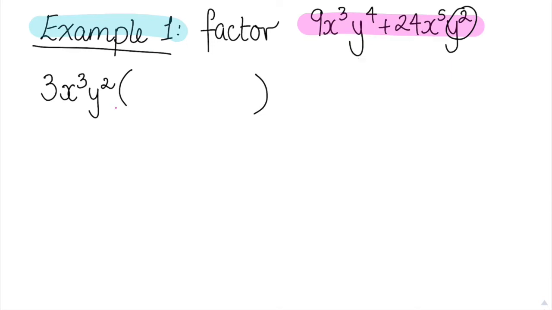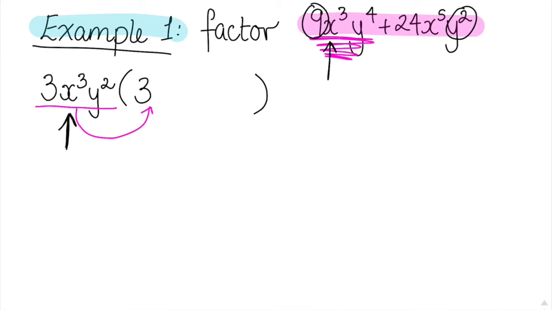The next thing to do is ask ourselves, 3x cubed y squared multiplied by what will give me this first term here? Well, 3 times 3 will give me this 9. I don't need to add any x's on as I already have an x cubed out the front of my parentheses. For the y, however, I need y to the power of 4. I have y squared out the front of my parentheses, so I need to multiply it by another y squared. So when we multiply it back out, we get that y to the power of 4. On to the second term.